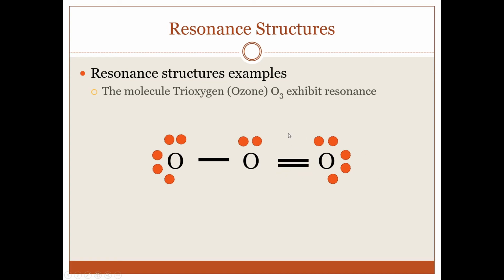Now let's check to see if we have our octet now. So we have 2, 4, 6, 7. 2, 4, 6, 8, 2, 4, 6, 8, 9. So let's try to move this one electron over to the left. And now we have our second resonance structure for trioxygen.